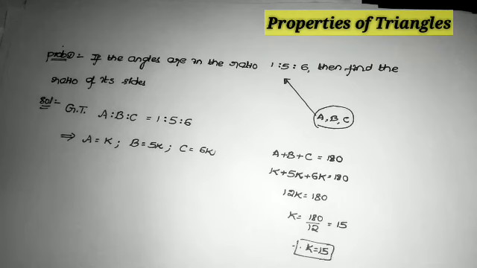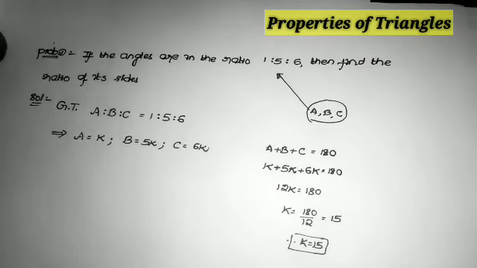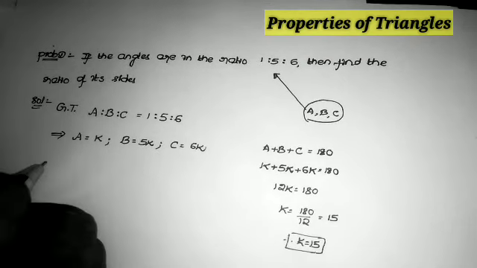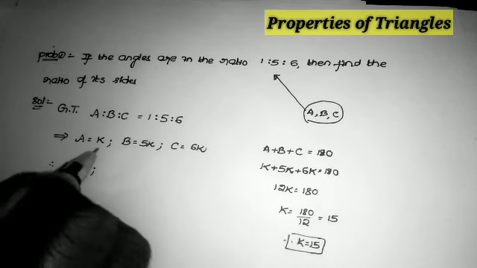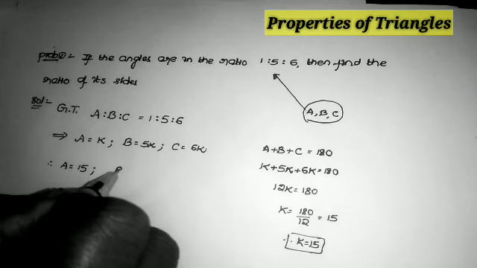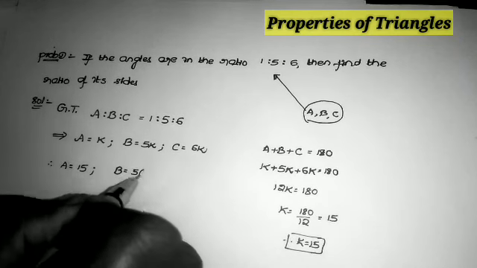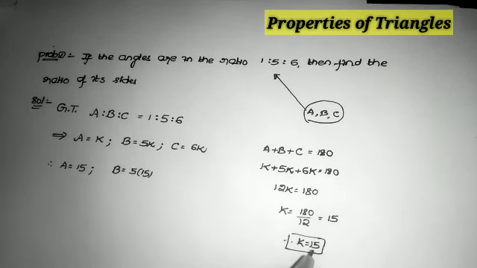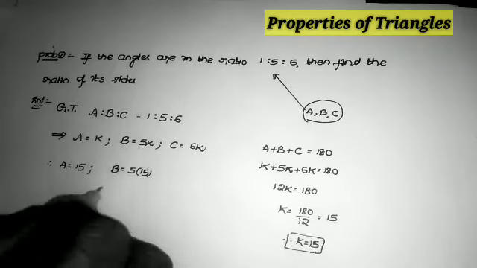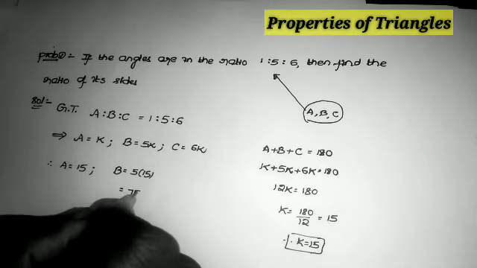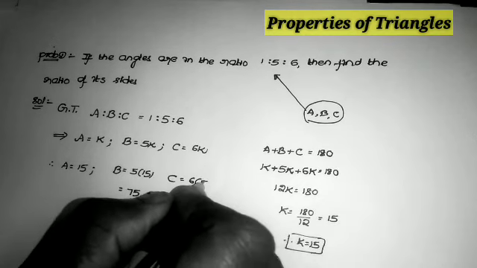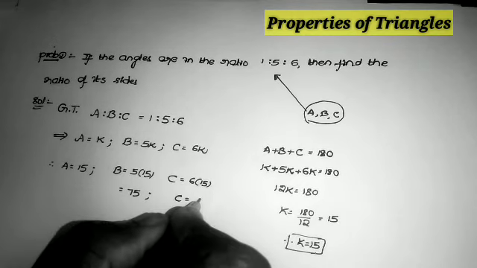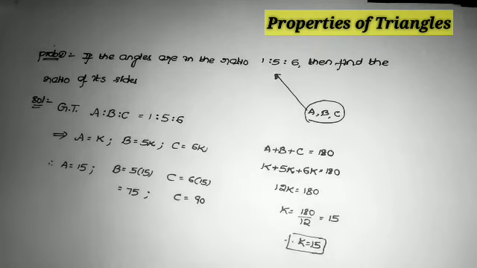Now substituting this K value in these three values to get the angles. Therefore, the first angle A is equal to K, but K is equal to 15. And the second angle B is equal to 5 into 15, replacing this K is equal to 15 here, so this is equal to 75. And the third one C is equal to 6 into 15, and that is equal to 90. So these are the angles.